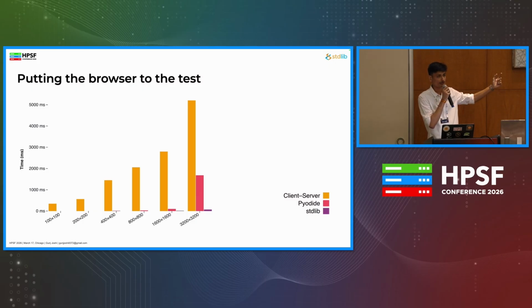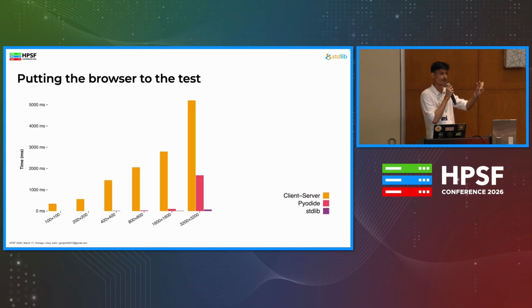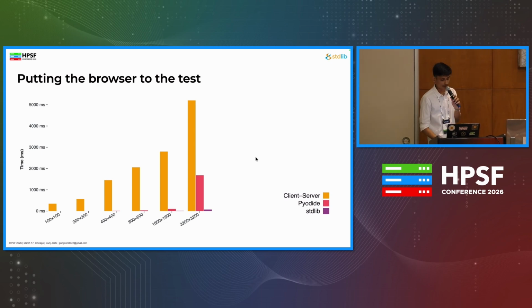So this is what I talked about in the beginning of the presentation, where we have tens of different components, but the underlying computation is fairly simple. And that's the difference that we get to see if we compare this client-server model with Pyodide or stdlib.